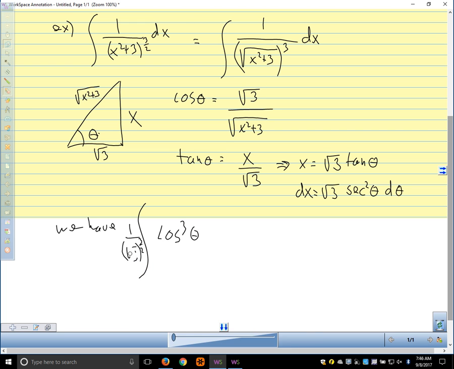Oh, not square root of 3. 3 to the 3 halves. That's what I meant. There we go. 3 to the 3 halves, cosine third theta, square root of 3 secant squared theta d theta. And thankfully this simplifies nicely. What does this become? 1/3?